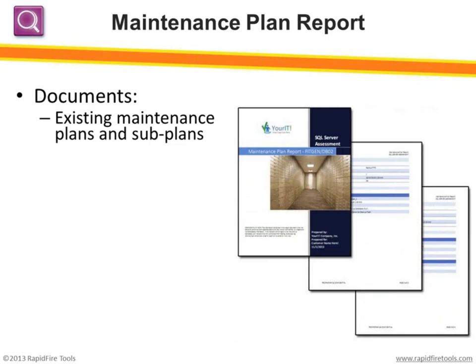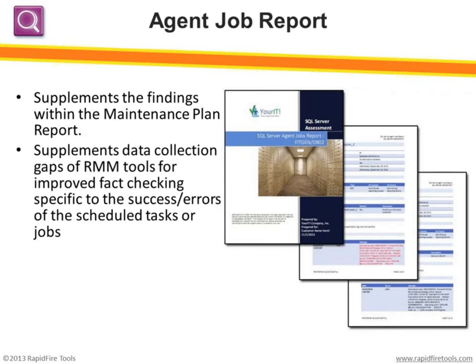Then there's the Maintenance Plan Report, and this shows the maintenance plans available, including the tasks like reindex, backup, etc., as well as any sub-plans. And finally, there's the Agent Job Report, which shows the history of the jobs that were recently executed, the name, what it's supposed to do, and the outcome. And it'll show you any exceptions, like backups not running, along with the results or issues so that you know what to do.